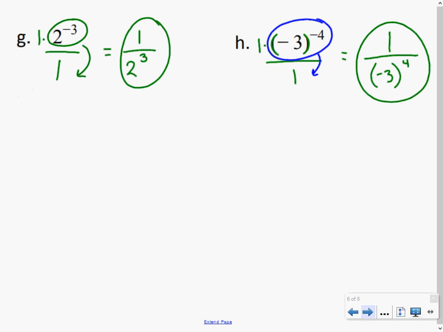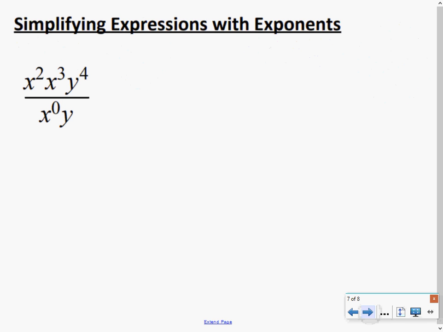Now, for each of these examples, we could have actually calculated what is 2 to the 3rd power. What is negative 3 to the 4th power? Okay, that's something you could either do by hand, or if you have a really big exponent and you're trying to figure it out, you could do that calculation in your calculator. So let's look at one last problem where we're kind of combining some of these rules. And these can look really overwhelming, so it's really important to break it down into pieces.